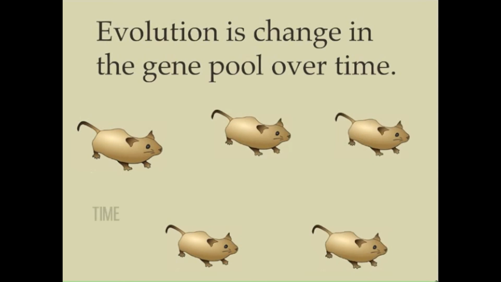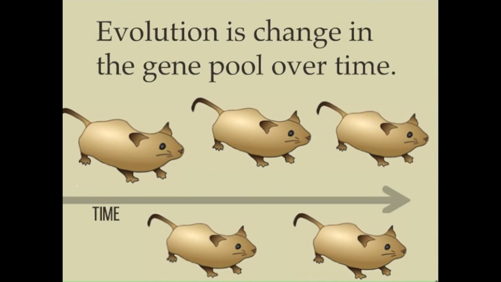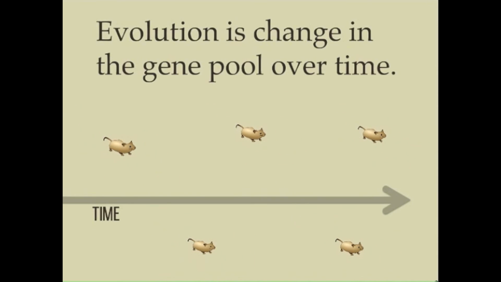As time progresses, this population of mice is likely to change. Over several generations, the mice on average might get bigger. They might get smaller. Or the mice might get faster. Whatever traits are more advantageous for survival and reproduction should appear more often in the population, which changes the gene pool of that population over time.